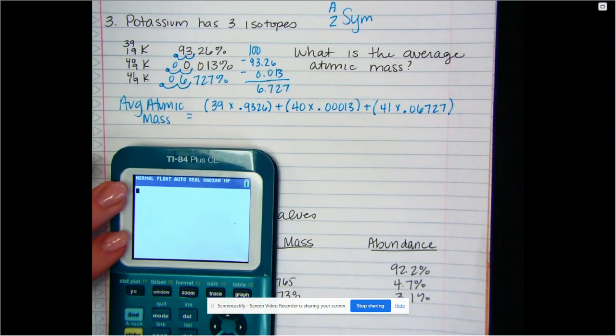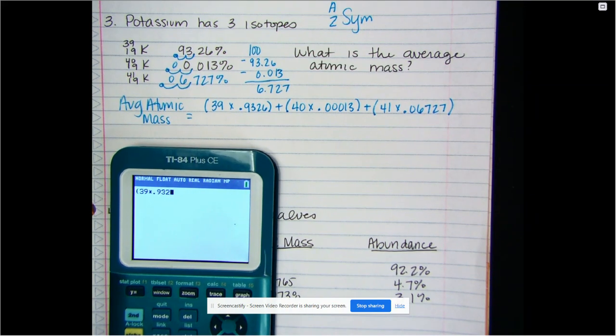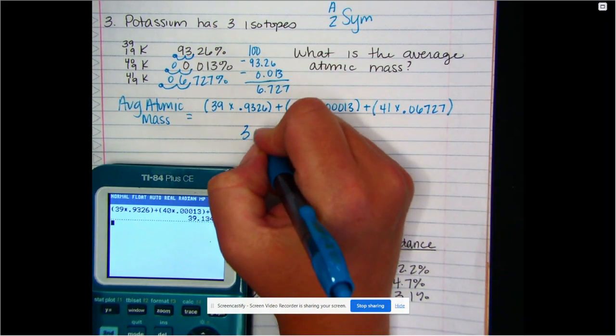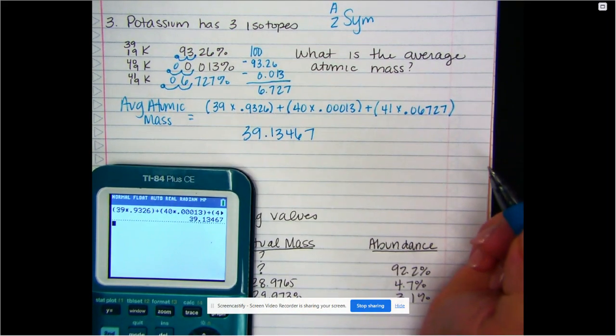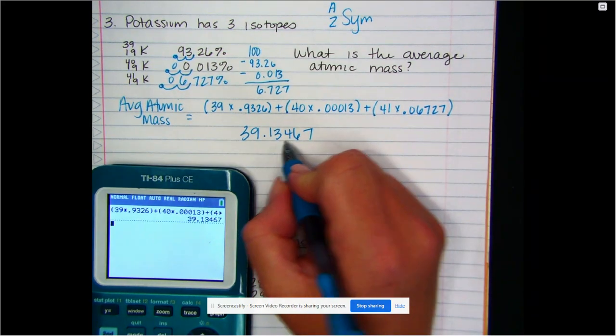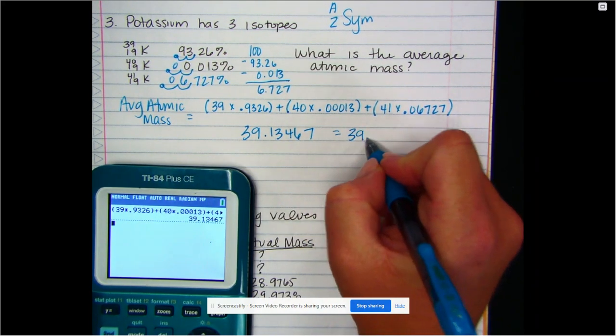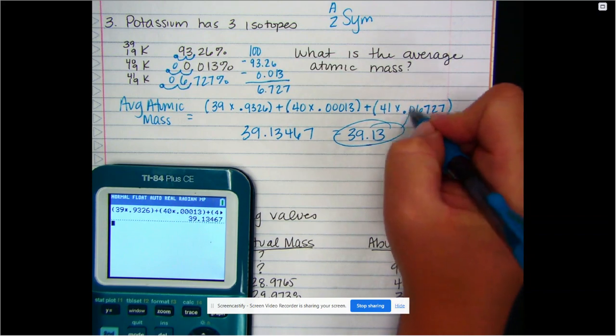Adding those up, 39 times 0.9326 plus 40 times 0.00013 plus 41 times 0.06727. That gives 39.1367. And to 2 decimal places, that would be 39.13 is our average atomic mass.